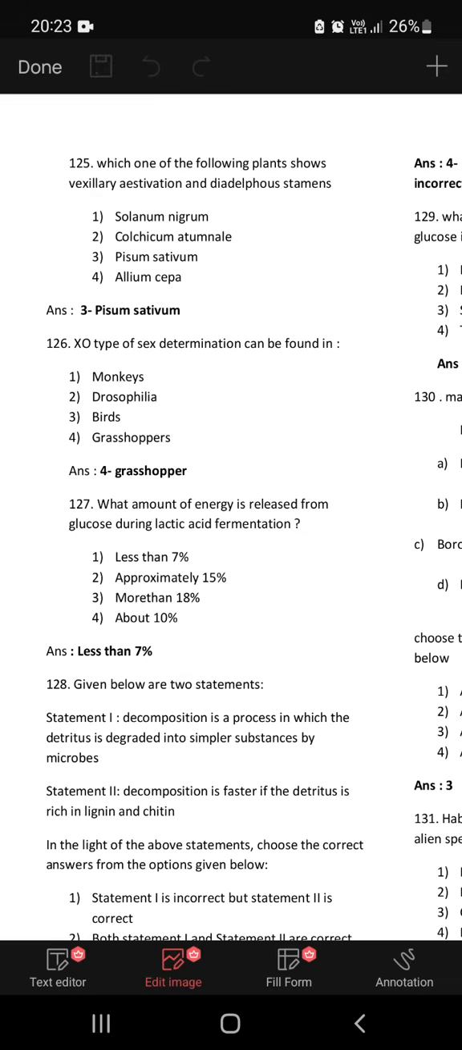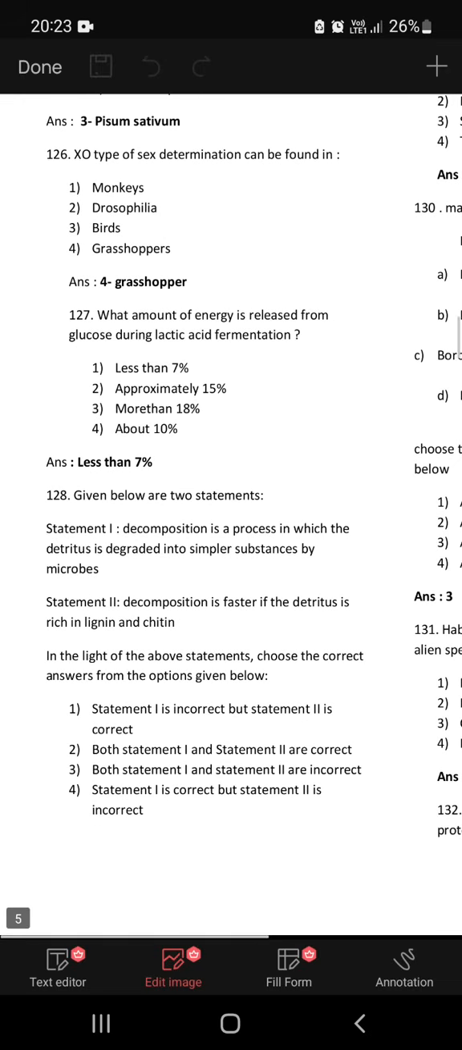What amount of energy is released from glucose during lactic acid fermentation? There will be only 2 ATPs released. So less than 7% of energy is released, because it is partial oxidation of glucose that is happening during lactic acid fermentation. So the answer is less than 7%.